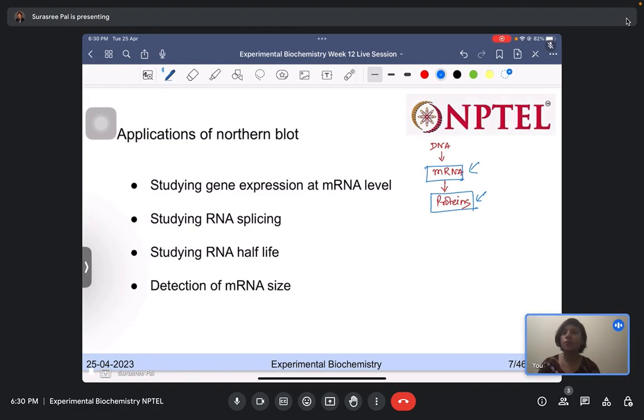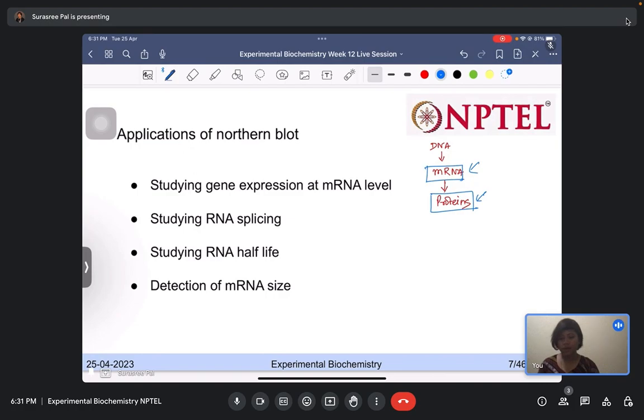Regarding splicing, you know that different sizes of the mRNA are expressed because of alternative splicing events, right? And splicing is where the introns are excised out and the exons are joined together. So whether the introns are being retained in the mRNA or not, and whether there is alternative splicing, those things we can study by using this particular experiment, northern blot.